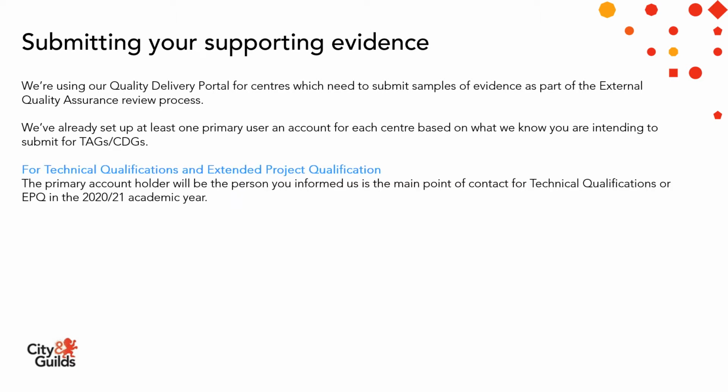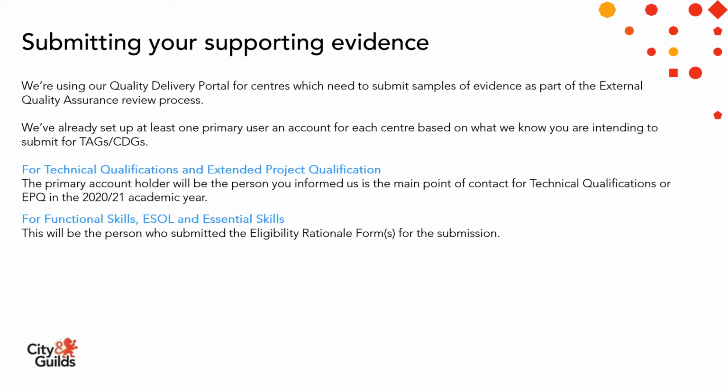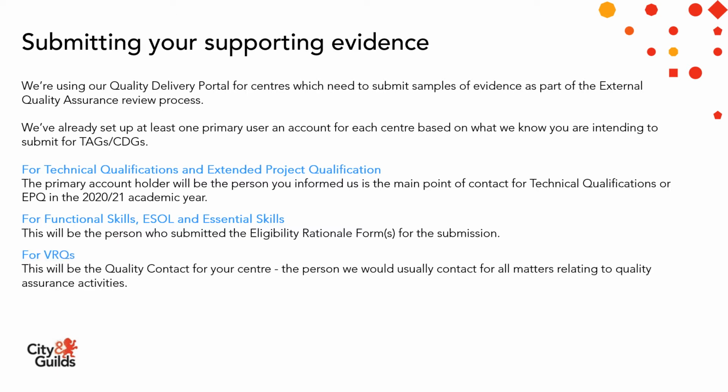For technical qualifications and the extended project qualification, the primary account holder will be the person you informed us of as the main point of contact for technical qualifications or EPQ in the 2020-21 academic year. For functional skills, ESOL, and essential skills, it'll be the person who submitted the eligibility rationale form for the submission. And for VRQs, it'll be the quality contact at your centre. So that's the person that we normally contact for all matters relating to quality assurance activities.